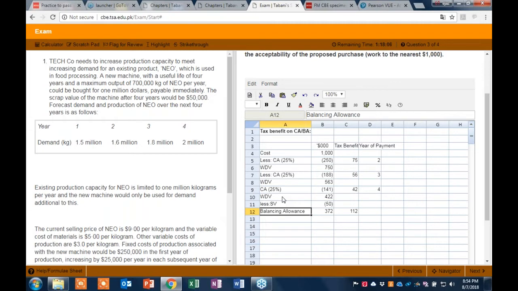So remember, whenever the scrap value in the last year is less than the last year's WDV, there will be a balancing allowance. But in any case where scrap value is more than the WDV of the last year, then the difference will be called balancing charge. And if we apply 30% to that balancing charge, it will give us a negative figure, and we'll show it as cash outflow rather than cash inflow. So do remember this.